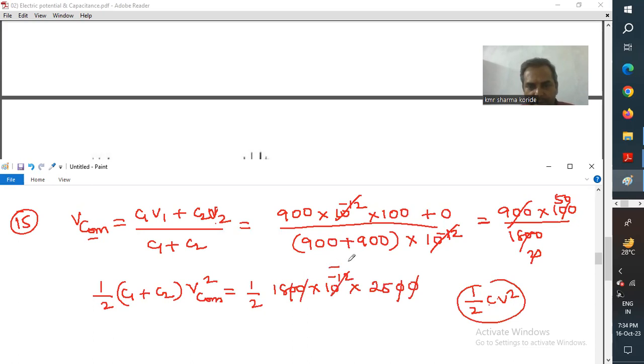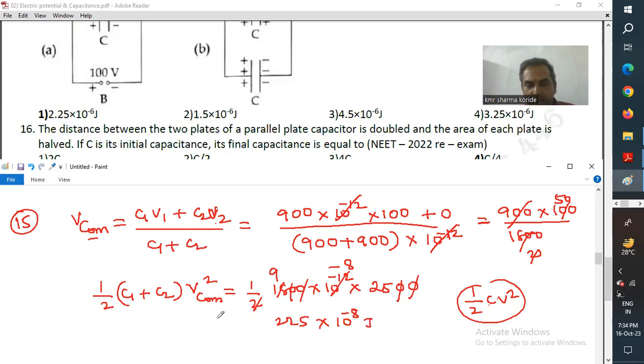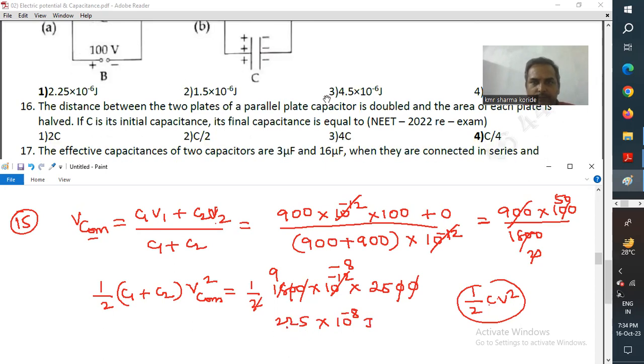So this is going to be minus 8. So this is 9 times. So this is going to be 225 into 10 to the power of minus 8, otherwise joule. So otherwise, 2.25 into 10 to the power of minus 6. So the first option is correct. Moving to the next question.